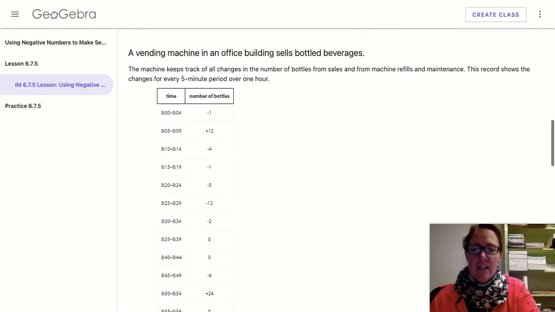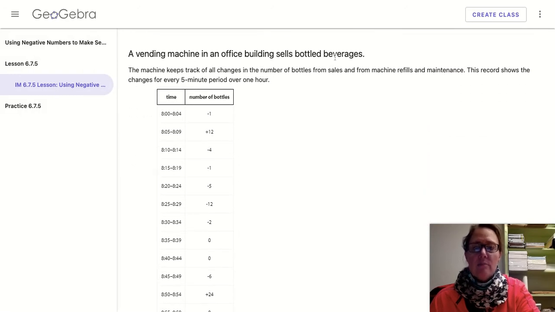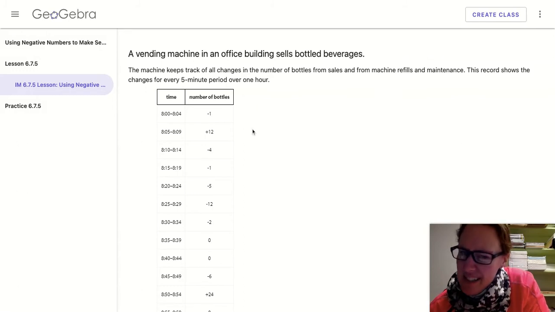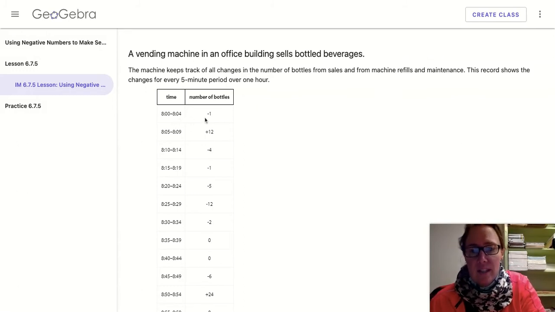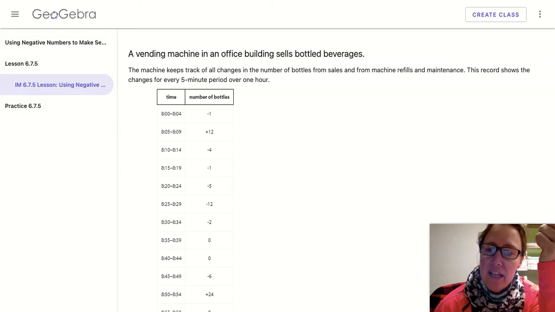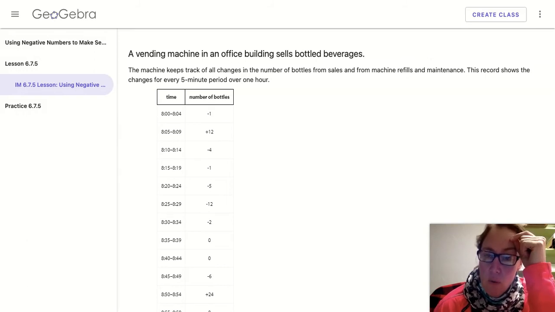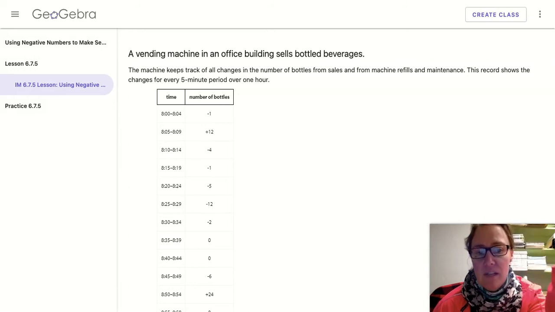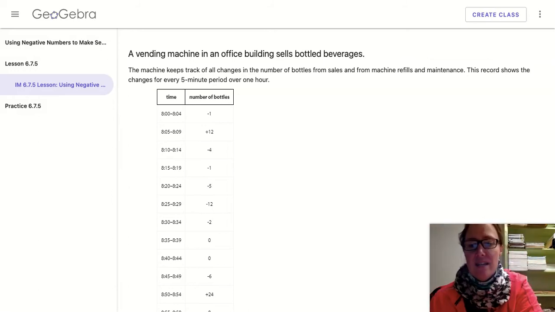All right, so a vending machine in an office building sells bottled beverages. The machine keeps track of all the changes in the number of bottles and sales from the machine, refills, and maintenance. This record shows the change for every 5 minutes. Okay, well, at 8, they were at -1, and at 8:05, plus 12. Here's what I think that means. I think the -1 means they sold a bottle of soda. And the plus 12 means somebody put 12 sodas in.